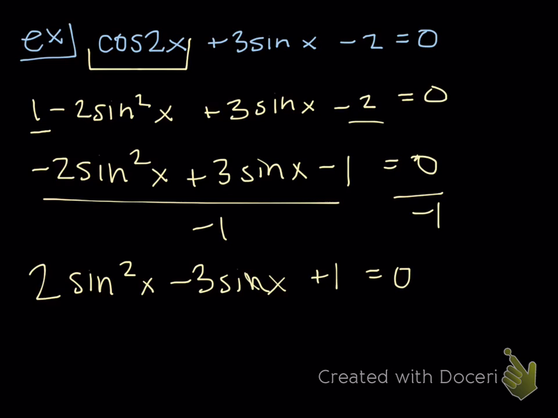So now I need to multiply a times c. My a times c would be 2 sine squared of x. And the combination that multiplies to be 2 sine squared of x and adds to be negative 3 would be a negative 2 sine of x and a negative sine of x. So I'm going to flip this to the screen, and I'm going to do this one with the box method. If you don't do the box method, don't do it this way. Do it the way you normally do it.